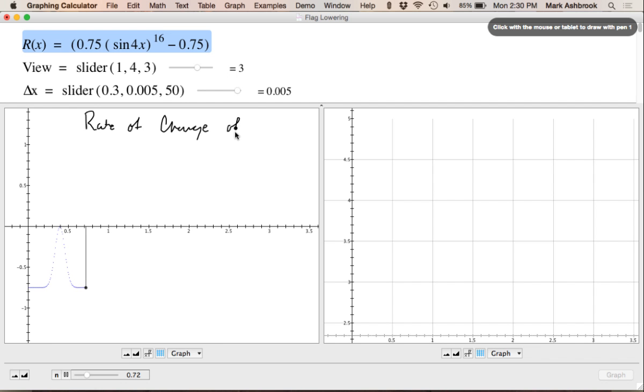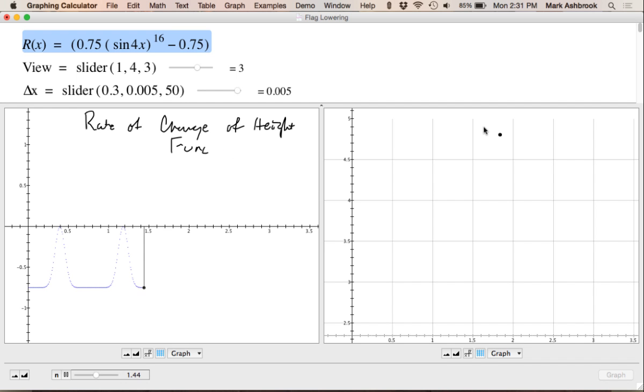Rate of change of height. And what about over here if this is a height function? So given this rate of change of height function, can you sketch what the height function is, say if the height starts at 5 meters? Suppose the height of the flag starts at 5 meters.